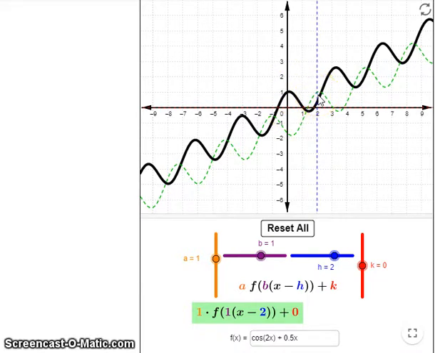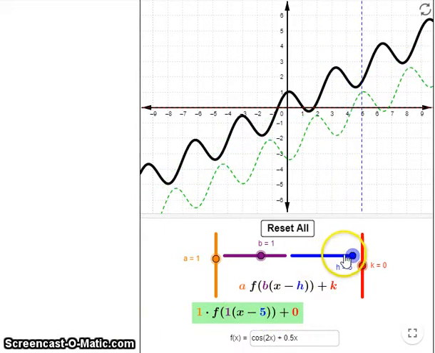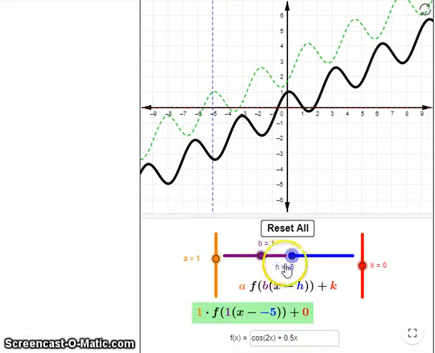This is why the graph appears to be shifted to the right when I have a negative subtraction going on here. I don't want to say negative number because this is a positive number, but x minus 2 means shift to the right for that reason. So h's job, basically, is just to shift the graph left and right.